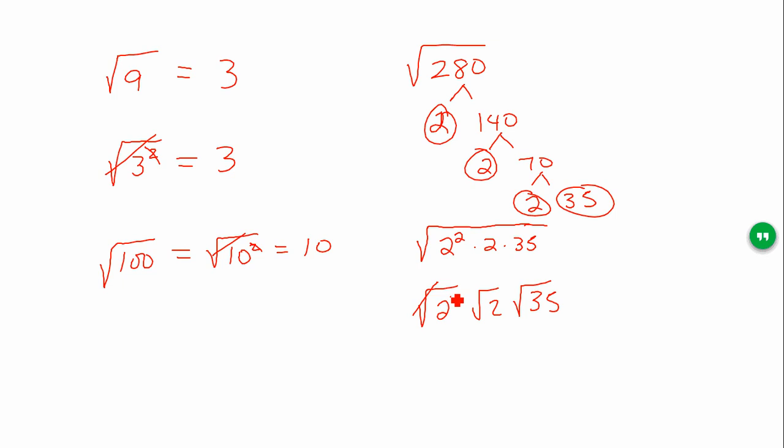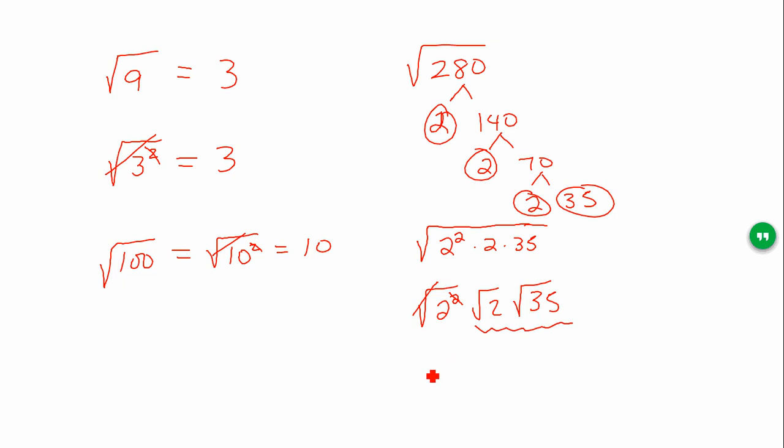A radical and a square cancel each other out. Now these, they cannot be simplified. They're already in simplest form. 35, technically, yes, we can break it apart. We can write it as 7 times 5. But even if I did that, we would have 2 times 5 times 7, which still does not simplify.